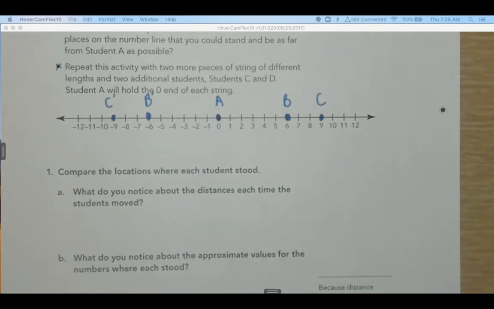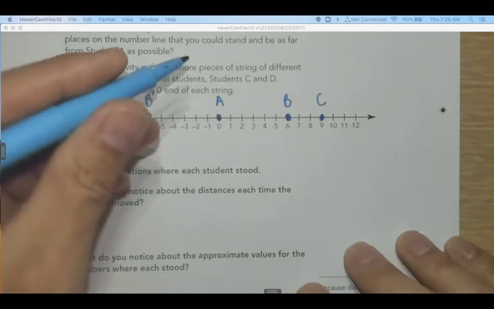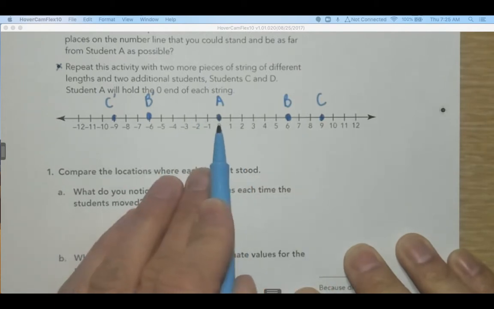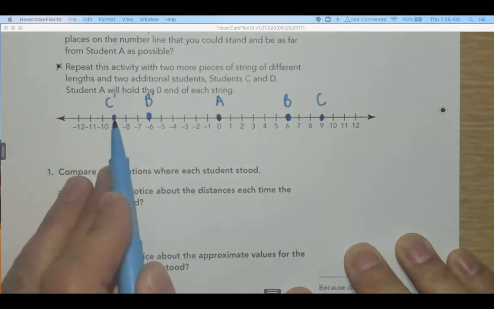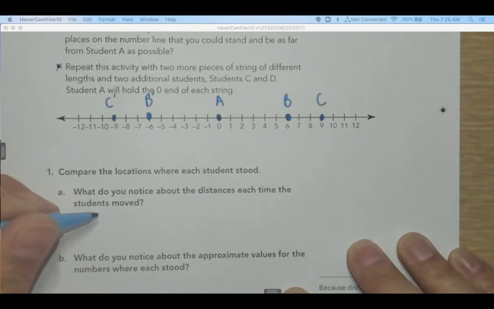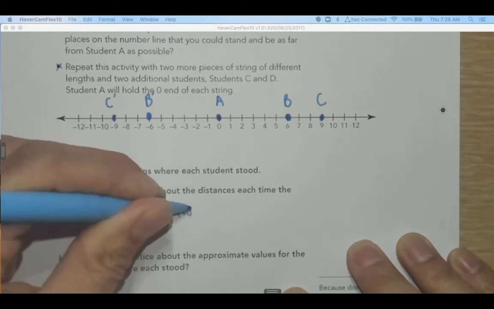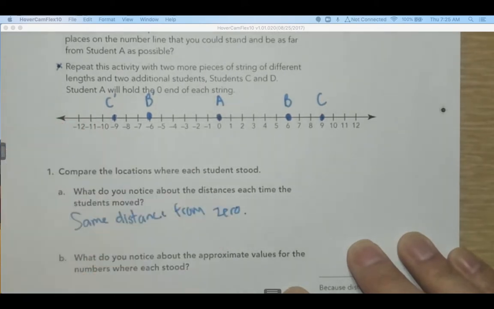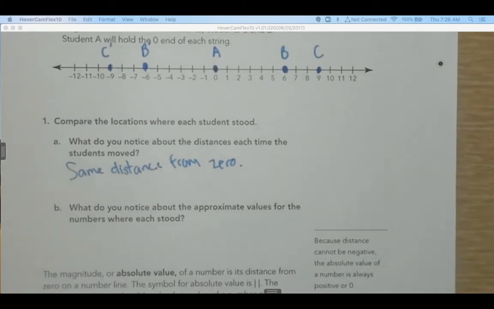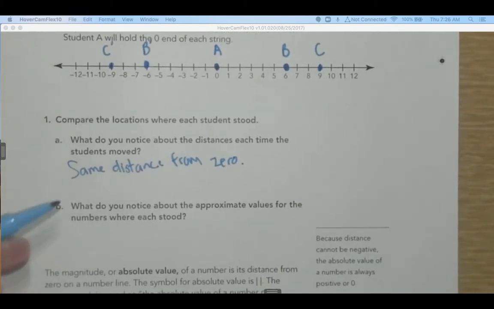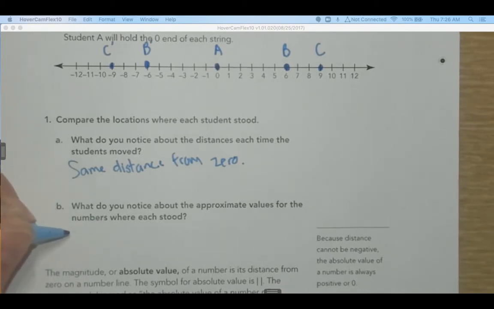All right. Then the distance from 0 is the same. From A to C it was 9. From A to C prime to -9 it was 9. All right. So same distance from 0. What do you notice about the approximate values for the numbers where each stood? Well, it was -6 and 6. It was -9 and 9. It was the same numbers.